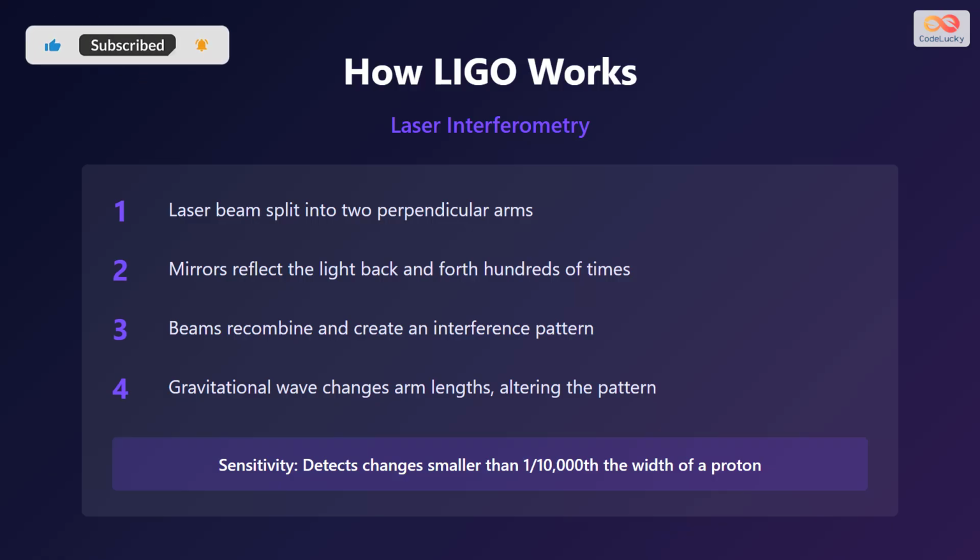The two beams then recombine and create an interference pattern. Under normal conditions, when no gravitational wave is passing through, the beams cancel each other out perfectly. However, when a gravitational wave passes through the detector, it stretches one arm while compressing the other, changing their lengths ever so slightly. This change causes the recombined beams to fall out of perfect sync, creating a detectable signal. The sensitivity required is staggering. LIGO can detect changes in arm lengths smaller than 1/10,000th the width of a proton.